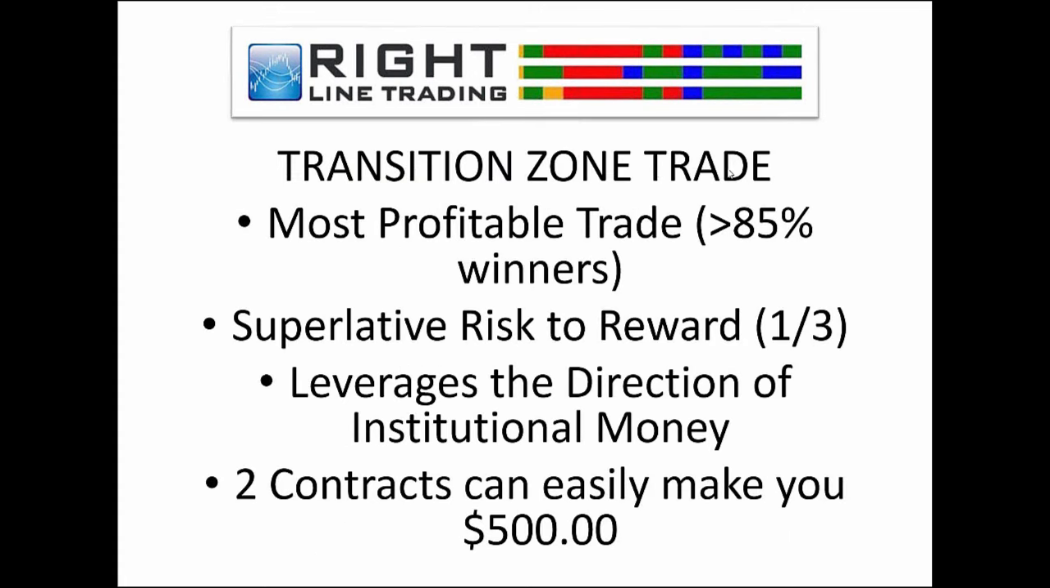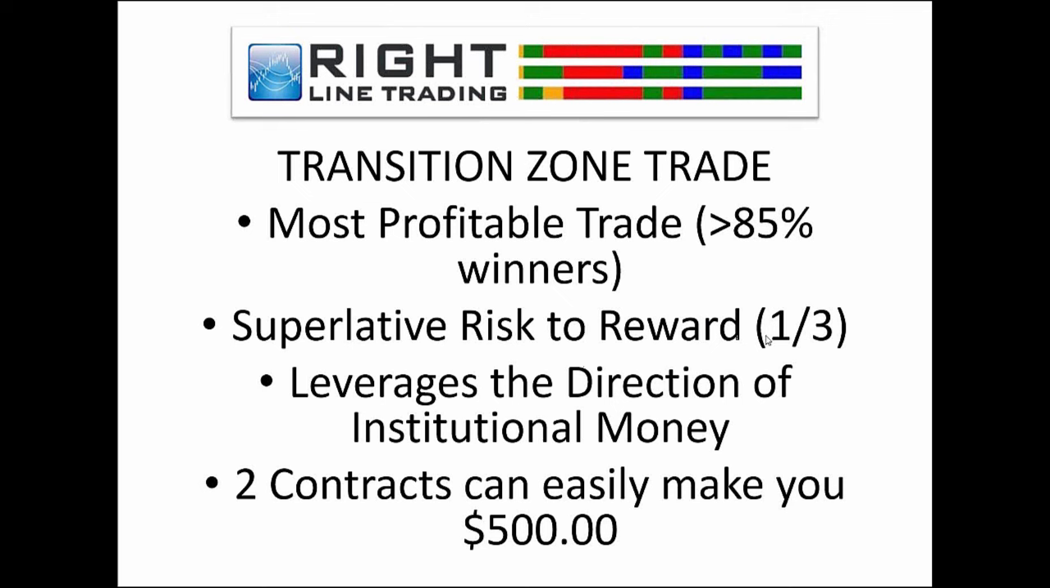Now, it's called the transition zone trade, and it's the most profitable trade configuration that we ever have developed. Over 85% of the entries are going to go on to be winners. Now, what is a winner? A winner is when the trade goes to your first target as defined by your trading strategy and locks in enough profit so that if the trade comes back on you, it's guaranteed to provide you with some money. So 85% of these trades are going to make you money. And I'm going to show you these entries.